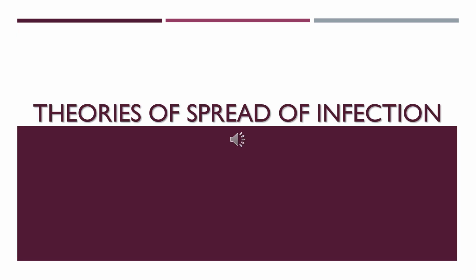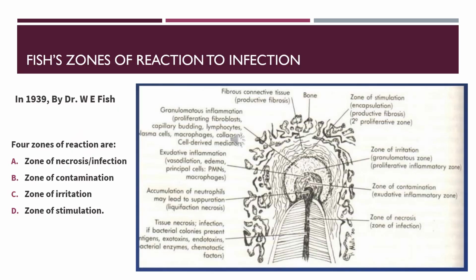Now coming on to the theories of spread of infection. The theory was given by Dr. W. E. Fish in 1939, which is the most popular theory. This consists of four zones of reaction. First one is zone of necrosis or infection, second is zone of contamination, third is zone of irritation, and fourth one is zone of stimulation.